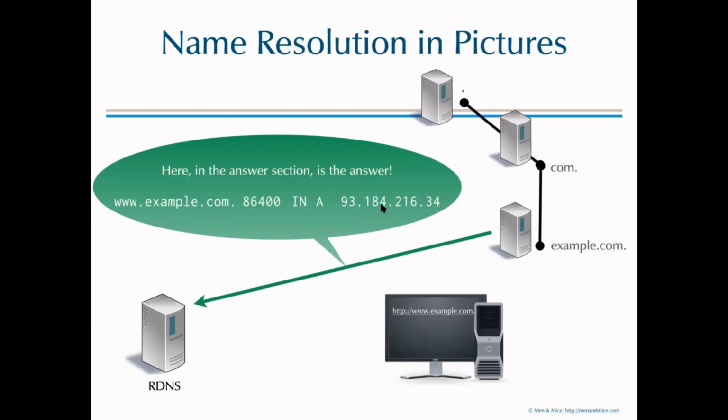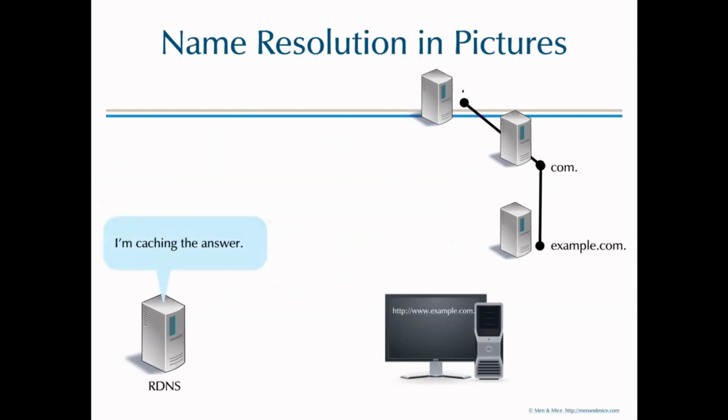And we have the IP address 93.184.216.34. What does the RDNS server do? He's going to cache it. For the next 24 hours, if anybody asks him the exact same query, he's going to answer it straight out of his cache. That has the advantage of speed. The next person, the next system asking for the same record will get a faster response. It has the advantage of less network traffic. We're not going to keep sending out the same queries.